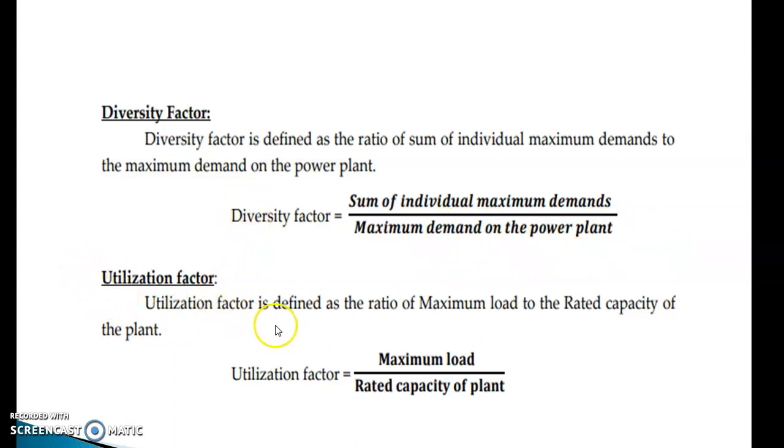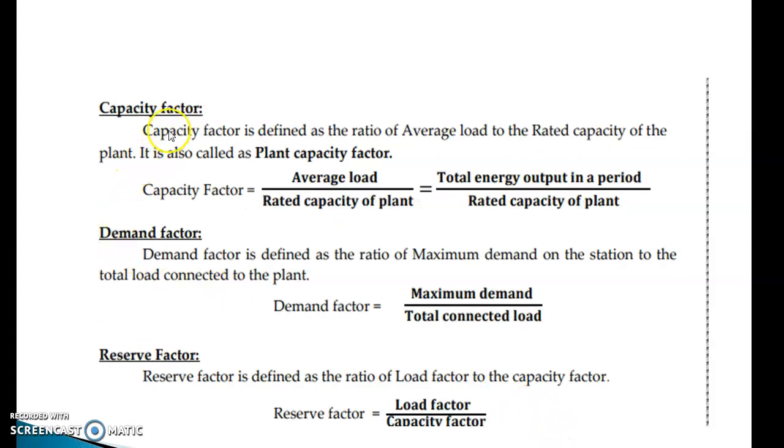Next, utilization factor. Utilization factor is defined as the ratio of maximum load to the rated capacity of the plant. Utilization factor is equal to maximum load by rated capacity of the plant. Capacity factor. Capacity factor is defined as the ratio of average load to the rated capacity of the plant. It is also called plant capacity factor. Capacity factor is equal to average load by rated capacity of the plant, that is equal to total energy output in a period divided by rated capacity of the plant.